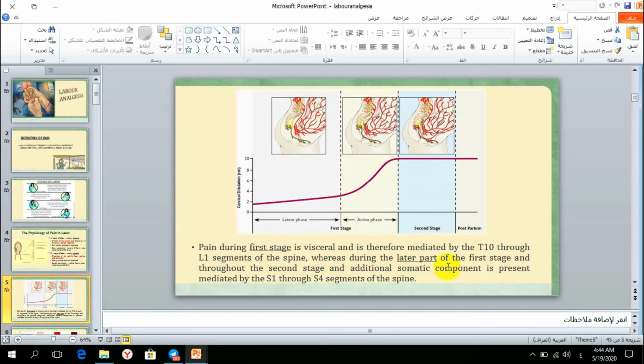Stage 4 اللي هي تعتبر maternal hemostasis stabilization begins after the delivery of the placenta and continues for 1 to 4 hours after delivery.